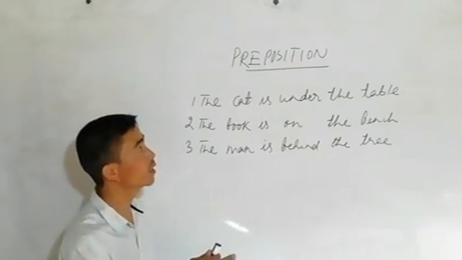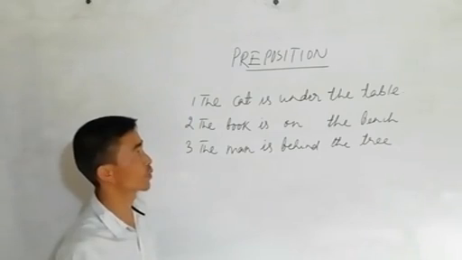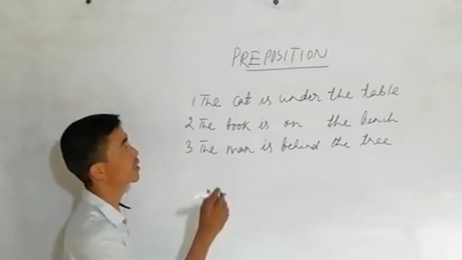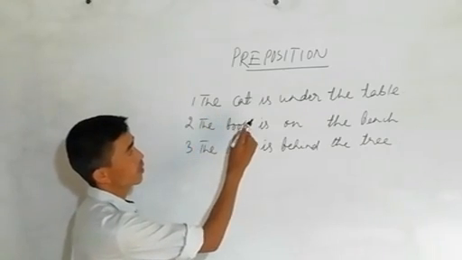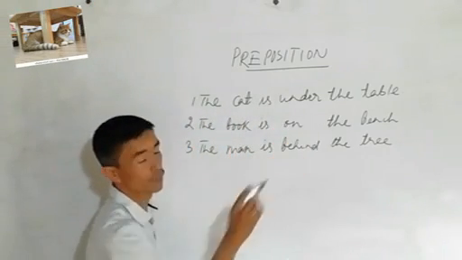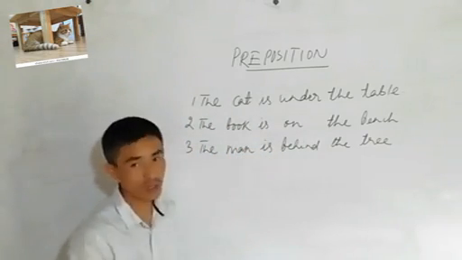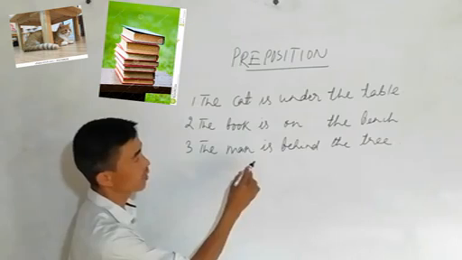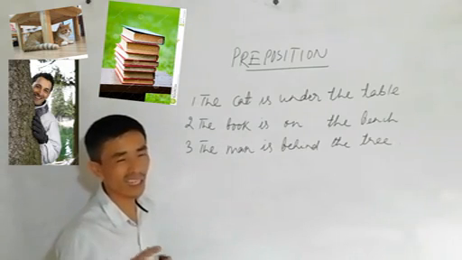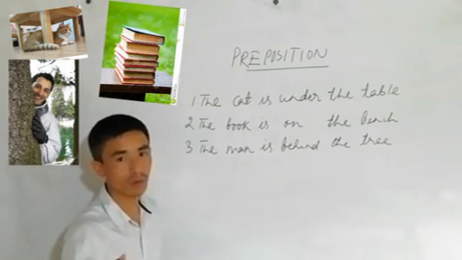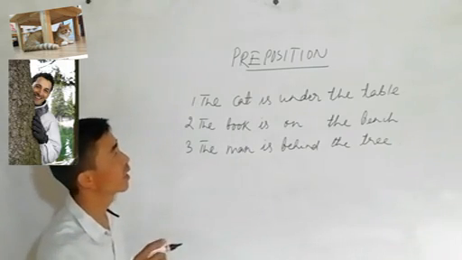Before we go into detail about preposition, let's see the sentences given here. Number one: the cat is under the table. Number two: the book is on the bench. Number three: the man is behind the tree. Let's analyze the sentences one by one. Number one, the cat.